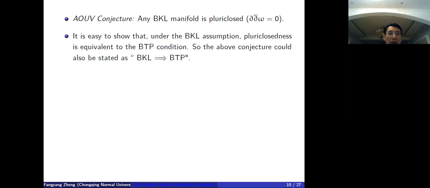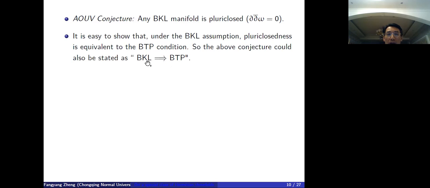So basically, if you think about these two, first of all, we give a remark. Under this BKL assumption, it's very easy to see that the pluriclosed condition is actually equivalent to the BTP condition. So the above conjecture can be rephrased as BKL implies BTP.